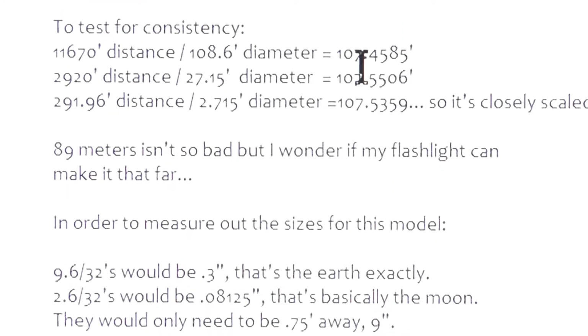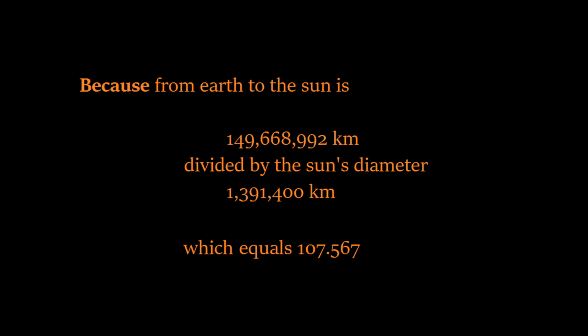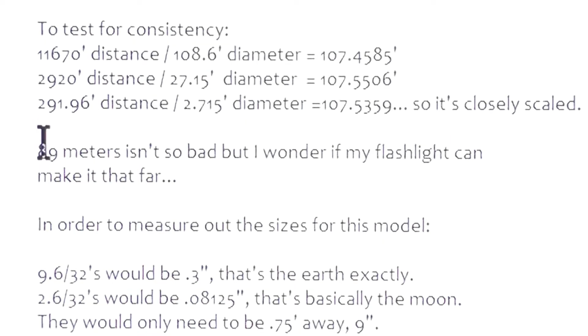So to test for consistency, my first distance of 11,670 feet divided by a diameter of 108.6 feet is 107.4585. The second distance, 2,920 feet divided by a diameter of 27.15 feet, is 107.5506. And 291.96 feet for distance divided by 2.715 feet for diameter is 107.5359. So it's very closely scaled. 89 meters isn't so bad either, but I wonder if my flashlight can make it that far.